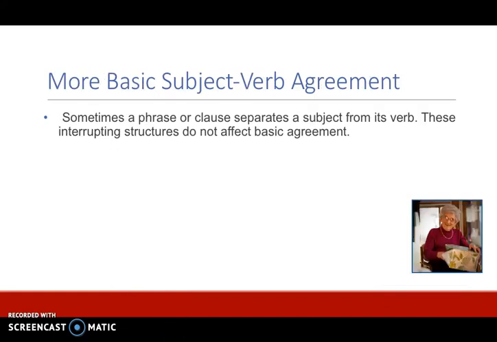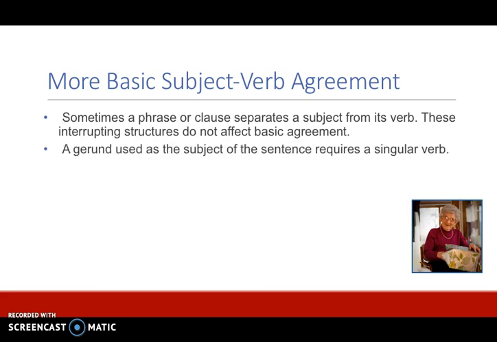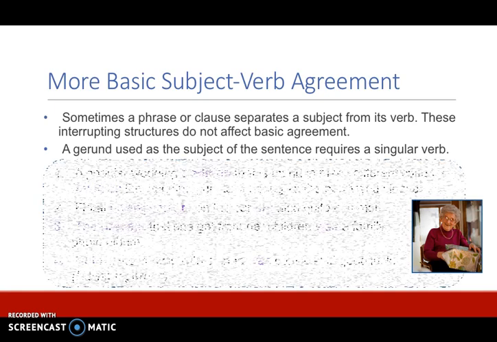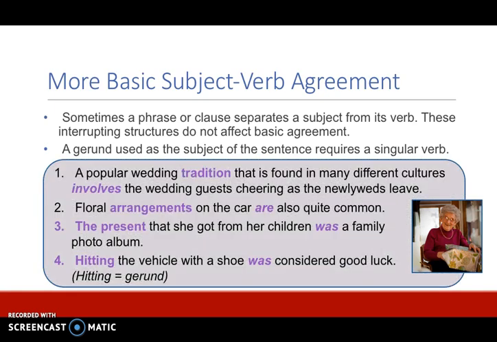Sometimes a phrase or clause separates a subject from its verb. These interrupting structures do not affect basic agreement. And a gerund used as the subject of the sentence requires a singular verb. A gerund is a verb with an ing ending that is being used as a noun in a sentence. Let's look at some examples.